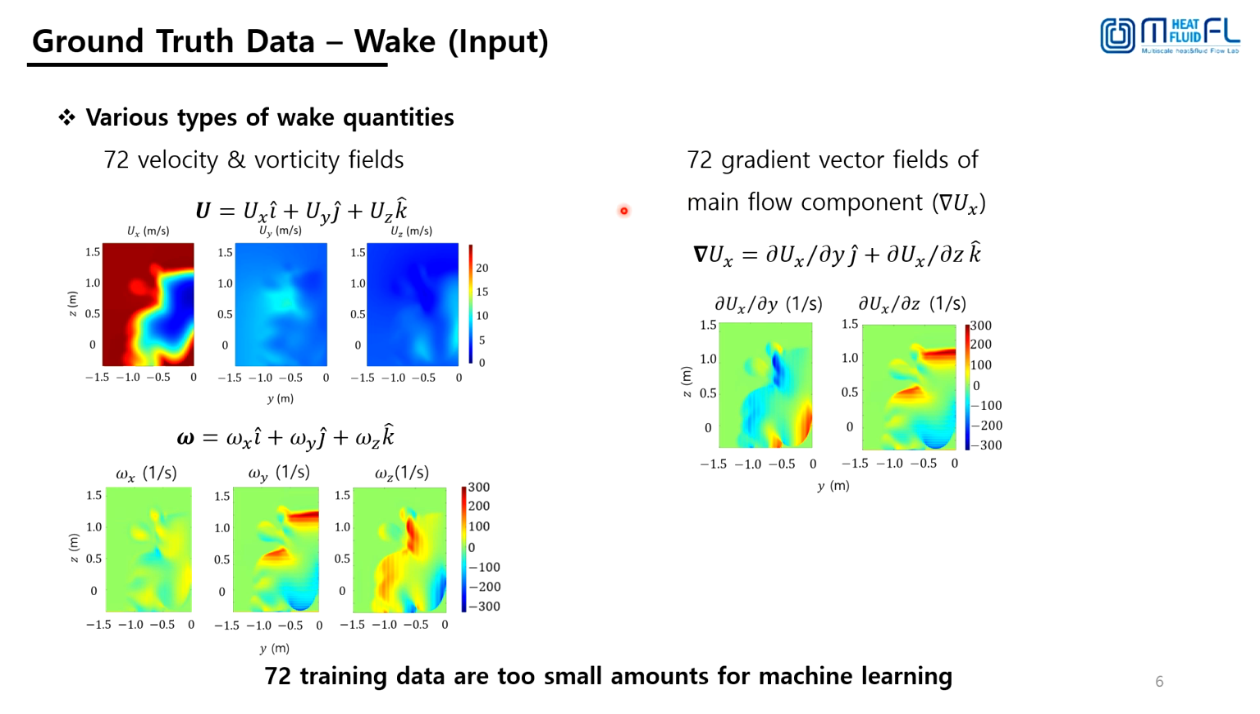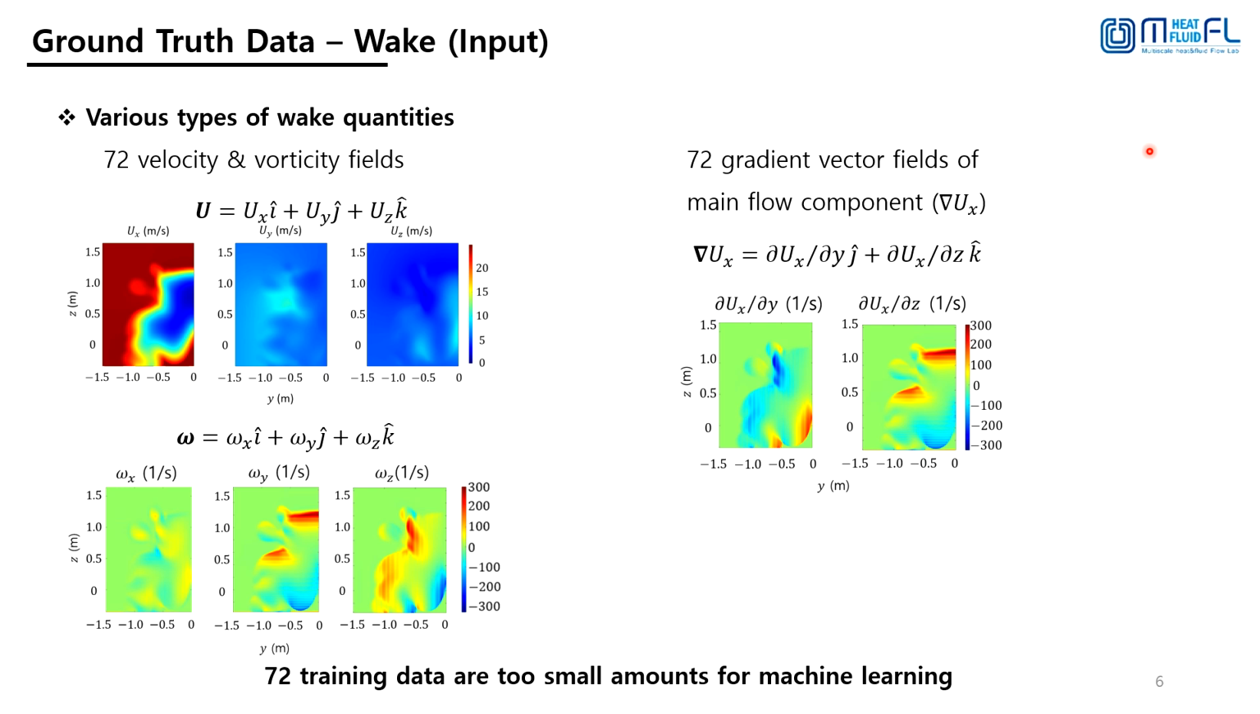Additionally, by computing derivatives of the main flow components, we obtained 72 gradient vector fields. This concept was drawn from literature that suggests scalar function gradients for effective edge feature detection in images. Since the given data are symmetric and the gradient has to be symmetric too, I utilized half of the wake fields. Although other physical quantities could potentially serve as input data, these 3 were selected as representative for this research.